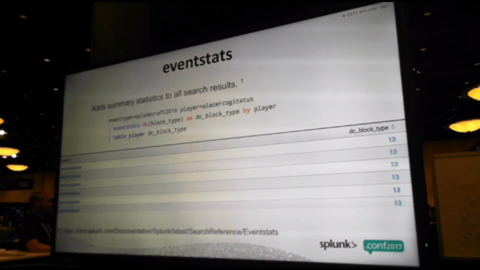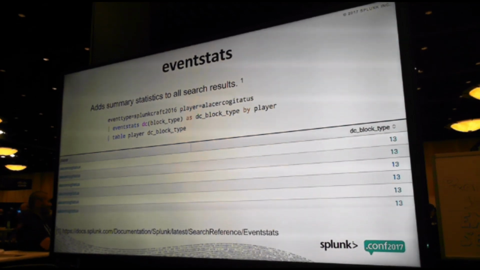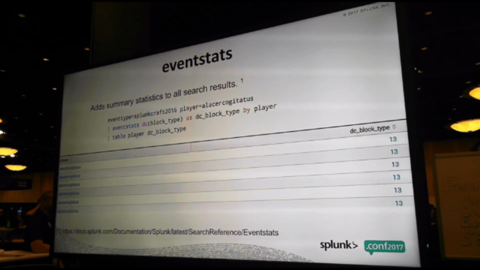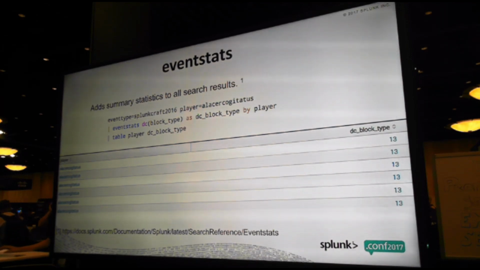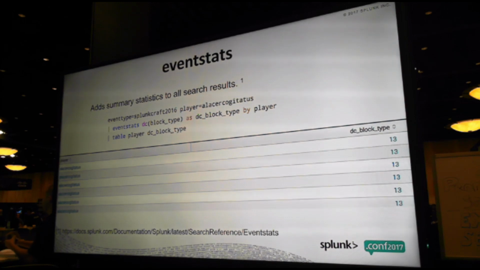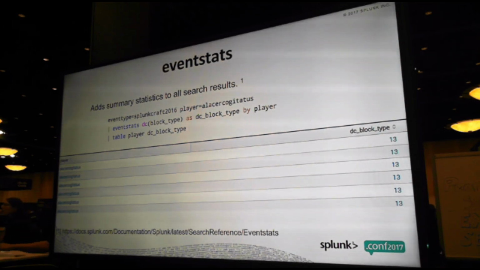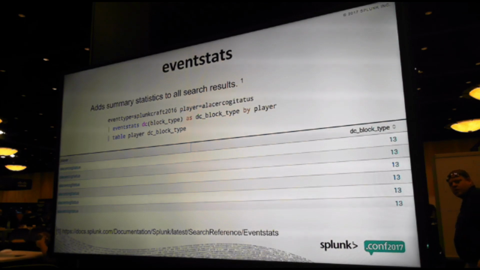Event stats adds summary statistics to all search results. So here you can see that the 13 block types that I broke are going to have the same count on every single event that is in the result set. So this table just gives you a straight output of the event with my player name and the block type. The distinct count of the block type, which is 13 for the entire set, because I used event stats.